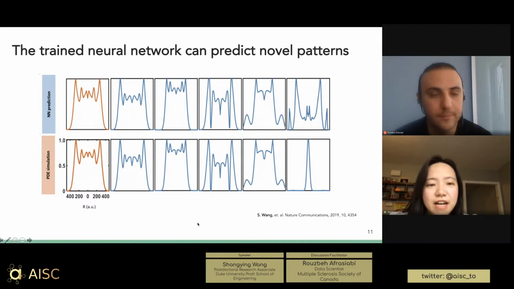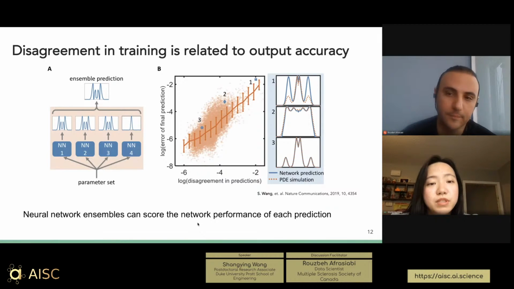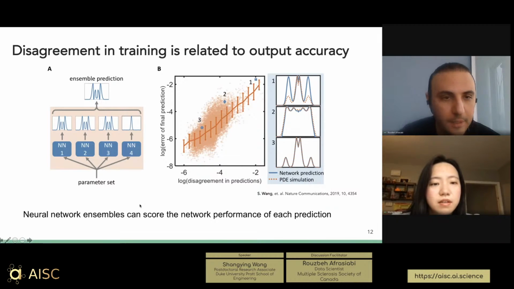So we developed this ensemble prediction. Besides predicting the values, we also want to know how confident the neural network is in predicting the values. So we use 4 neural networks.